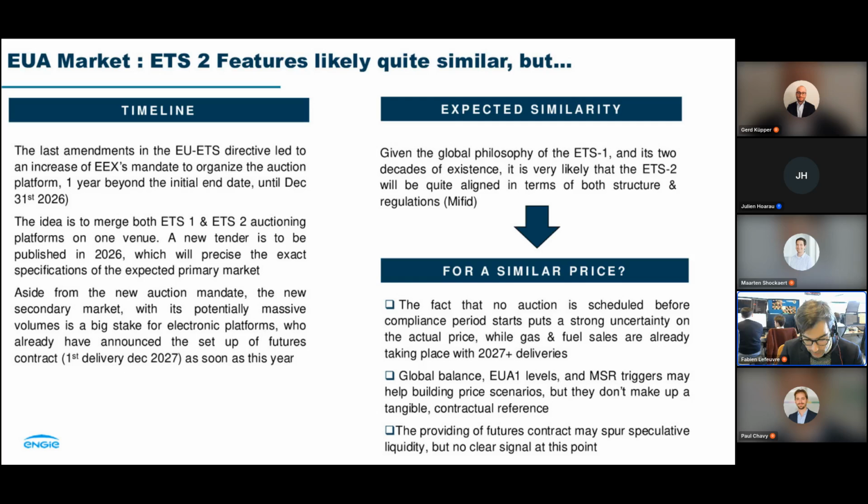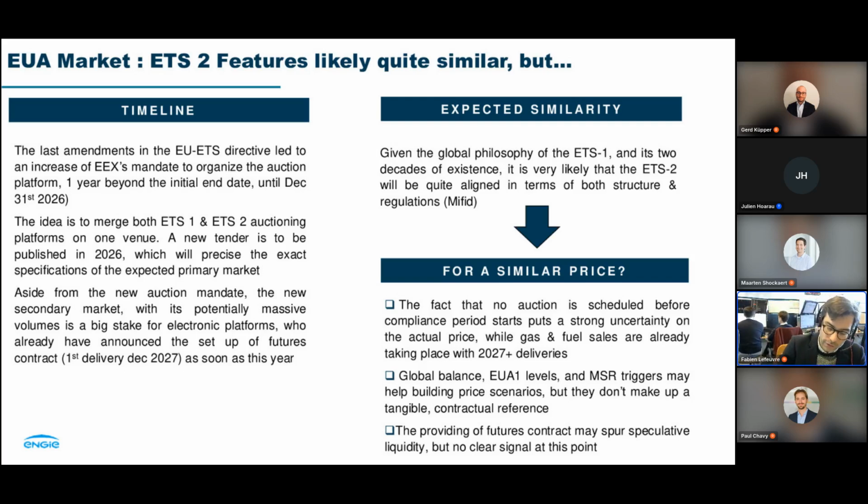And in terms of timeline, well, that brings us to the core of the issue. Nothing is to be expected in terms of concrete and tangible certificates before the start of the compliance.